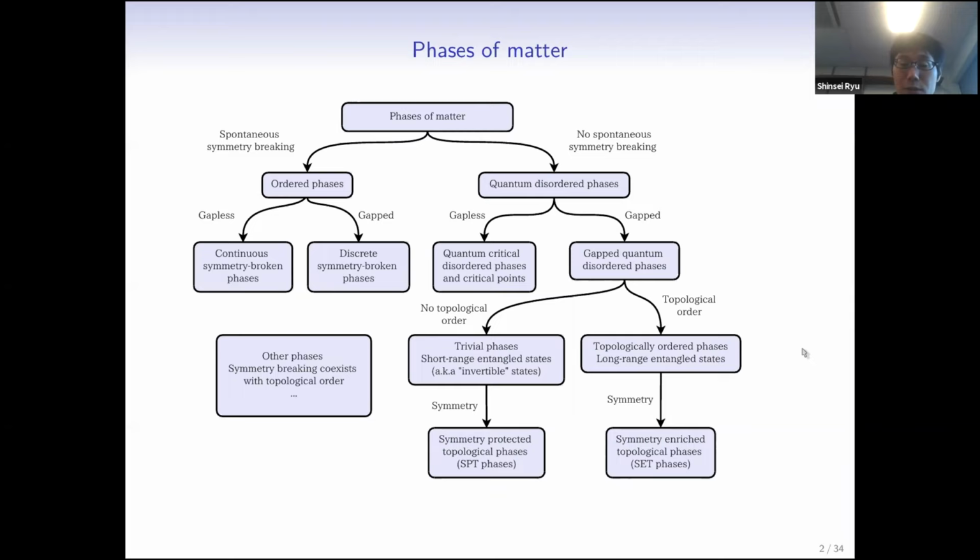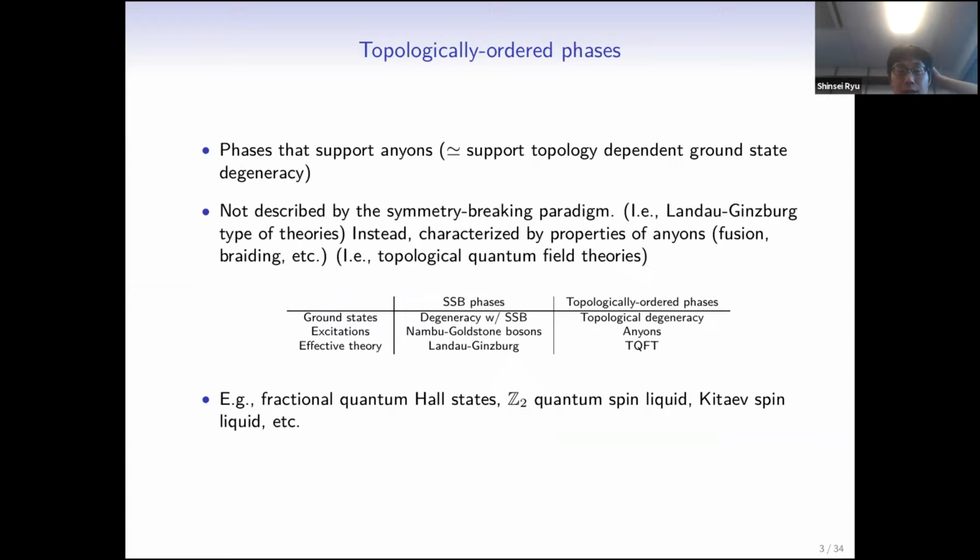So what are these topologically ordered phases? Here are some basic properties. These are basically phases which support anionic excitations, and they are closely related to something called topological ground state degeneracy. That's a ground state degeneracy which depends on the topology of space. And as I already emphasized, these are phases which are not described by spontaneous symmetry breaking. Another way to say this is that there are no conventional Landau-Ginzburg type theories to describe such phases. Instead, topologically ordered phases are characterized by topological quantum field theories. There's some basic data characterizing such theories, such as fusion and braiding. And I will go over some of this data in a minute.